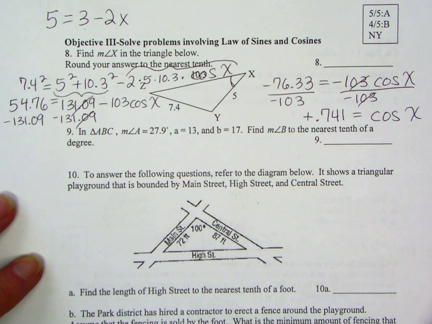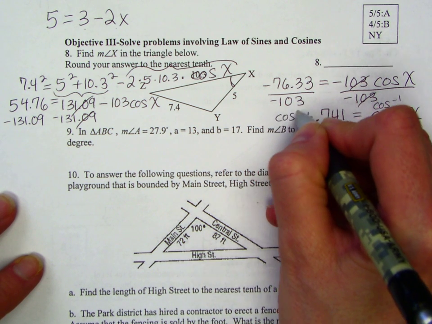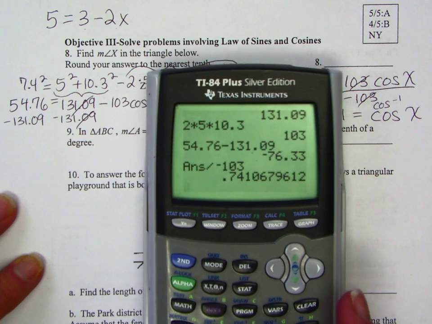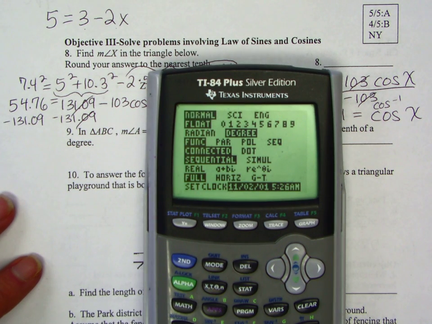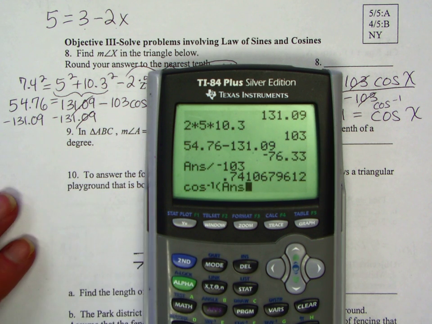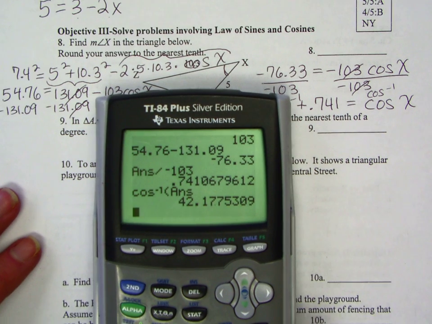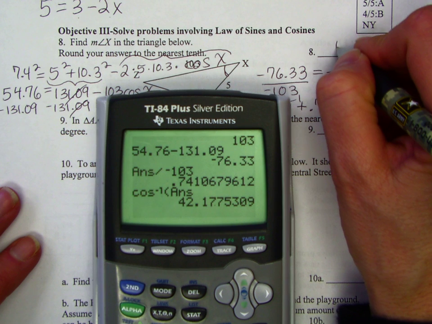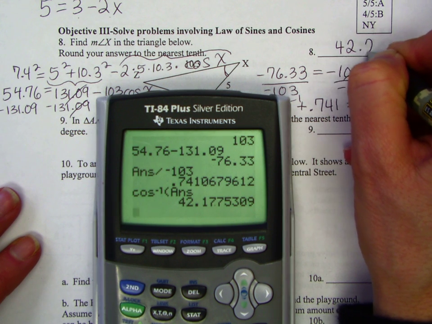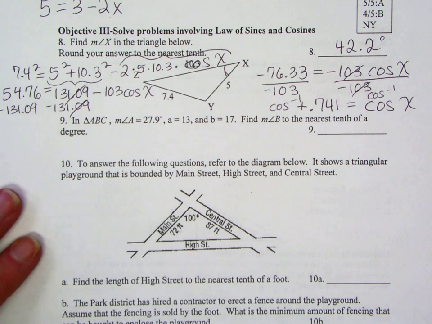Okay. How do I get rid of a cosine? Inverse cosine. Again, in my calculator, first of all, make sure I'm in degree mode. And then do second cosine of second answer. That way I don't have to round till the very end. Because if I round and round again and round again, I might end up getting a wrong answer at the end. So 42.2 degrees would be my answer. Okay, round to the nearest tenth was the direction.